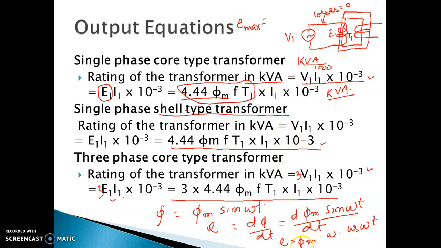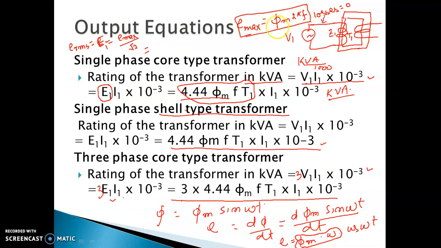E max is phi m and omega. Omega you can write as 2 pi f. So E max is this, the maximum value of the induced EMF. So what will be the RMS value? E RMS is generally denoted by E, and for E1 I am going to write it as the capital E RMS value. So you have to do E max divided by root 2.